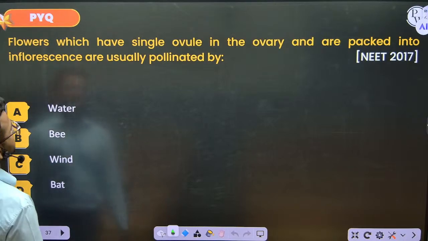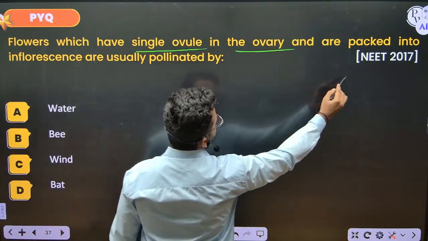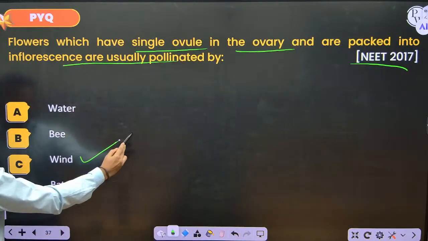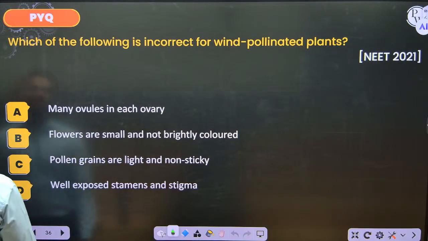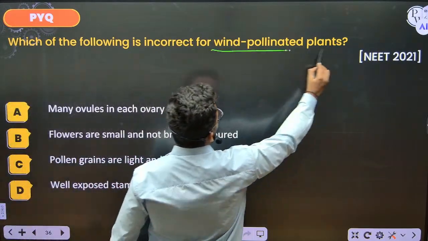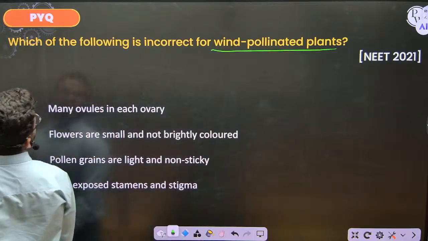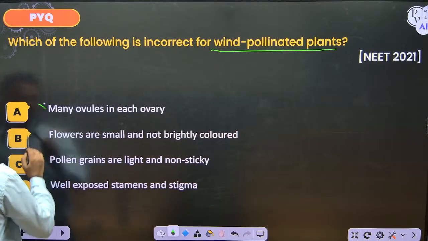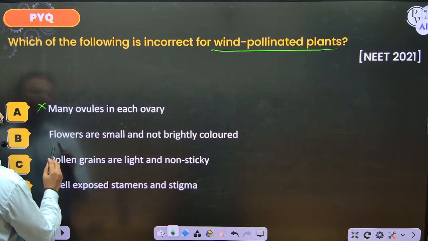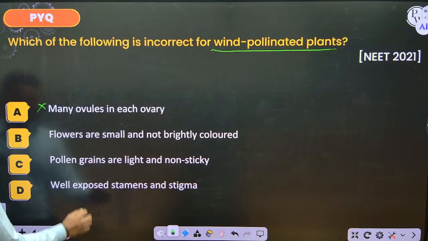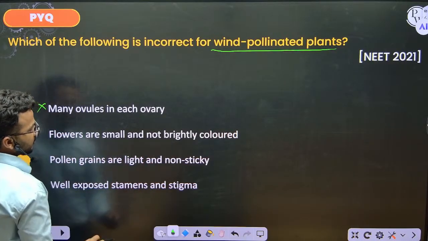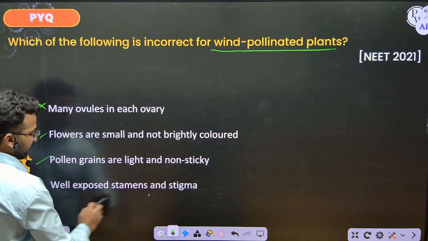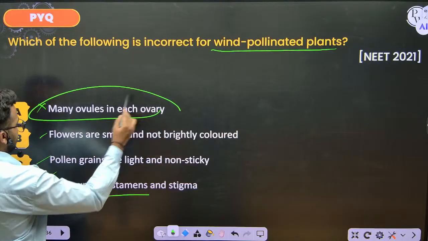So flowers which have single ovule and single ovary, in 2017 they asked, packed inflorescence usually pollinated by wind. Which of the following is incorrect about wind pollinated plants here? NEET 2021. Wind pollinated, many ovules in each ovary? No. Only one ovule will be there. That is the incorrect one, we got it in the first one only. Flowers are small, not brightly colored, that is also correct. Pollen grains are light and non-sticky, correct. Well exposed stamens, that is also correct.